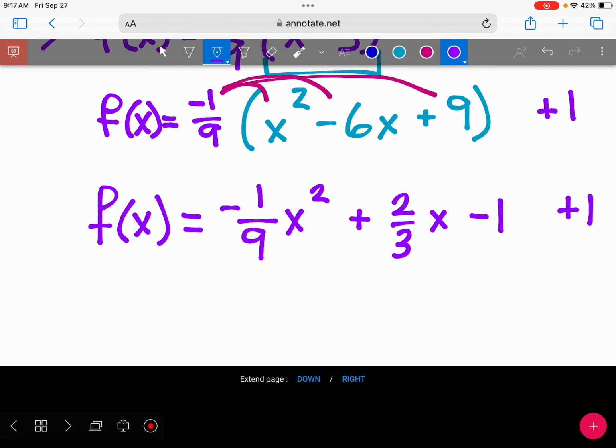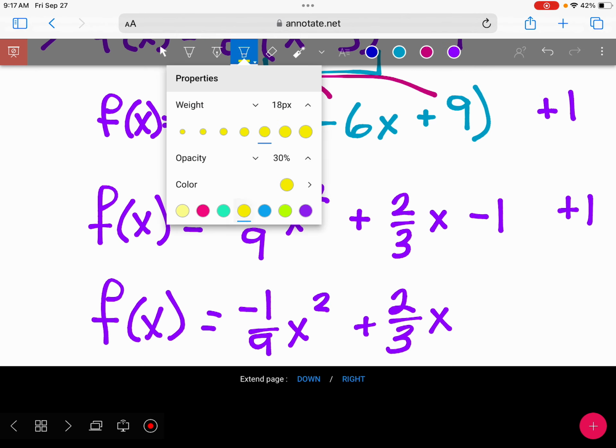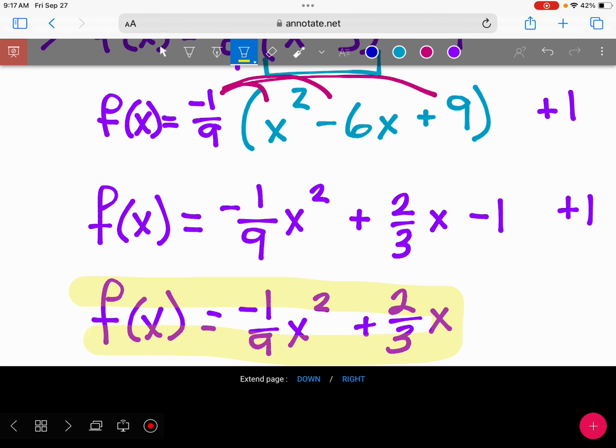All right. So one last simplifying step. F of x. Our negative 1/9 x squared stays the same. My 2/3 x stays the same. If I have a minus 1 and a plus 1, what's going to happen? They cancel out. So this is our standard form equation.